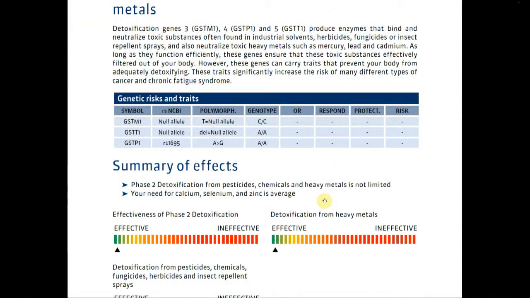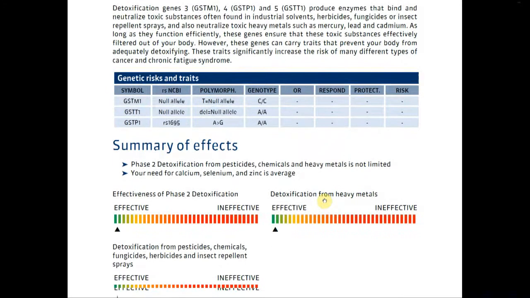All right, so do check your results. Ineffective means more organic food, less fish, less shellfish, and here all of this is not so much of a problem.